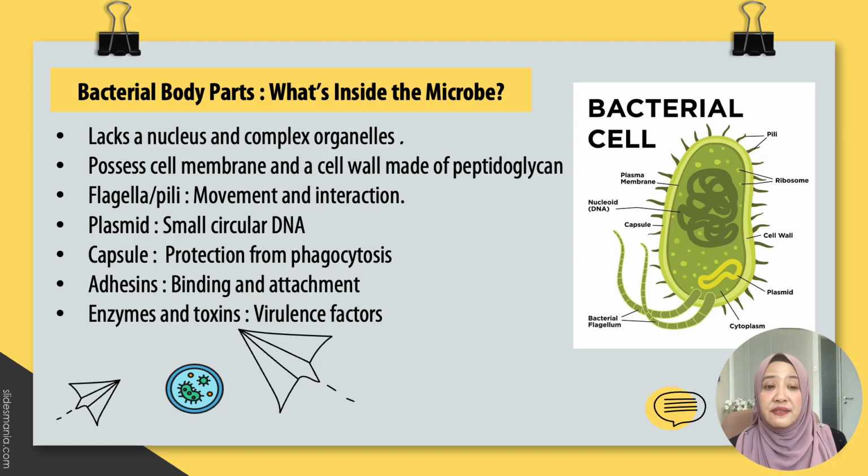They may or may not possess flagella or pili. Flagella is very important for movement and interaction. They possess plasmids, which are essentially small circular DNA. Some may have capsules, and if they have capsules, it is advantageous for the bacteria because the capsule's role is actually to protect the bacteria from phagocytes. They have adhesins, which is for binding and attachment purposes, and they will release enzymes and toxins, which are essentially their weapons or the virulence factors which they use when they want to infect a particular host.